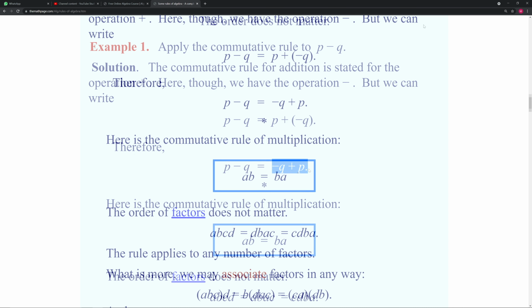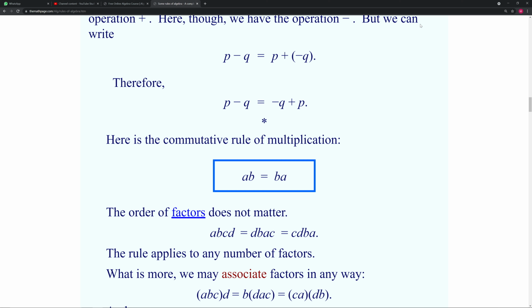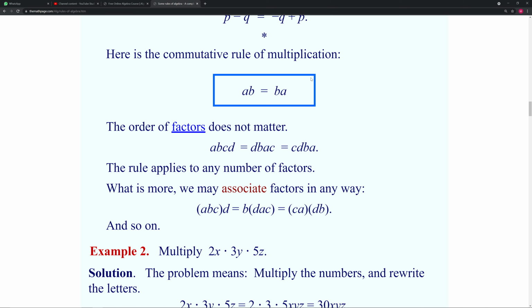Let's move on to the commutative rule of multiplication. So here's another formal rule inside the blue box, and it says that the order of factors does not matter. So let's say we have two factors here, a and b, and two factors here, b and a. And how do we know that they are factors? Well, they are buttered up to each other, and there is an implied multiplication symbol here. Similarly, there is an implied multiplication symbol here.